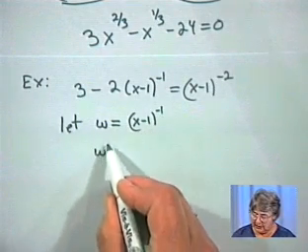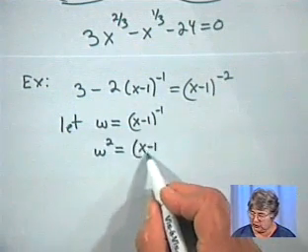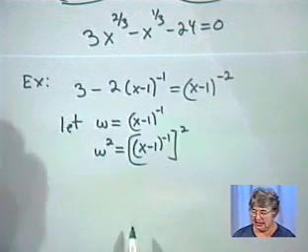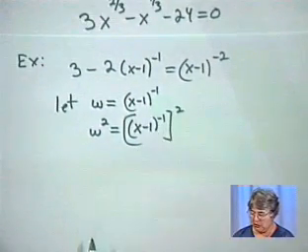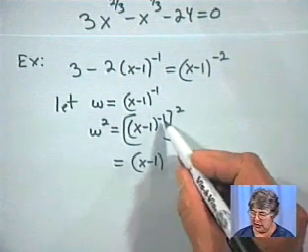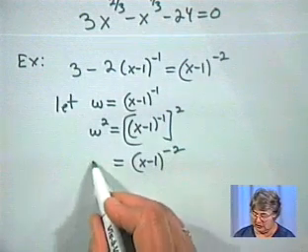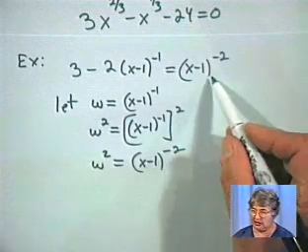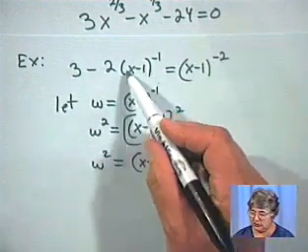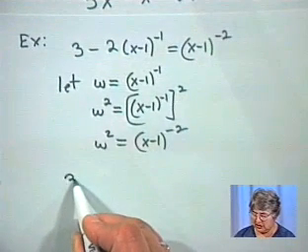Now let's square the w. What is w squared? It's x minus 1 to the negative 1, squared. Raising a power to a power, we multiply the powers, and so we'll have our base x minus 1 to the minus 2 power. So we do have the ingredients for a substitution. This will turn out to be w squared, this will turn out to be w, and so we're going to have a quadratic equation in w.